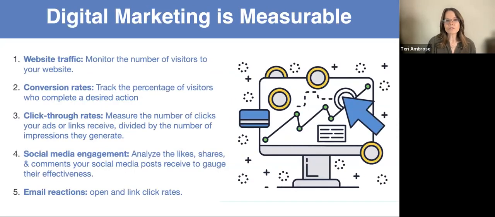And the other thing I want to make sure that I convey to you guys is that digital marketing is measurable. And I mean, that is the big deal, that you can target people really clearly and you can measure the results. So you can measure your website traffic. You can measure your conversion rates. Are people actually converting? Who's converting? You can see the click-through rates, the number of clicks your ads receive. You can look at social media engagement, analyzing your likes, your shares, your fans, how many people are following you, all that stuff. And then with email, you can analyze the open and click rates and so much more.